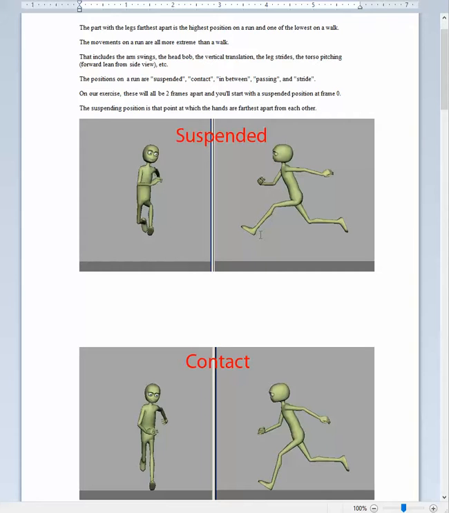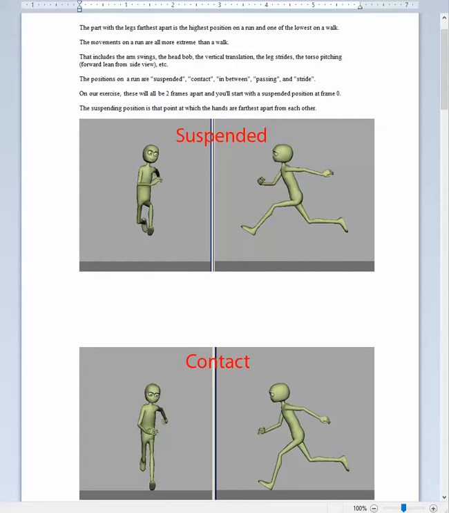Another one would be the actual body angle position. In running, it is way more angled forward than it is when you're walking. And the more cartoonish you want to be, the more you're going to angle it to make it look faster than what it is. You know what I'm saying? So that's very important to remember.